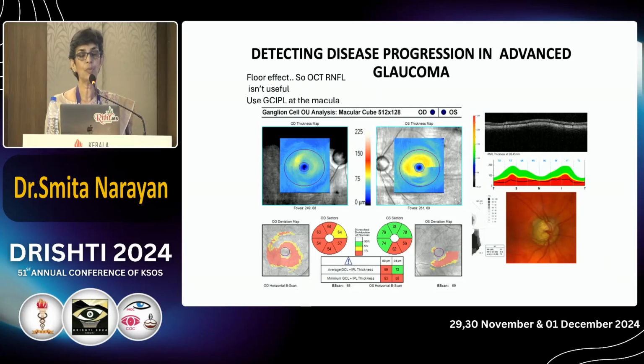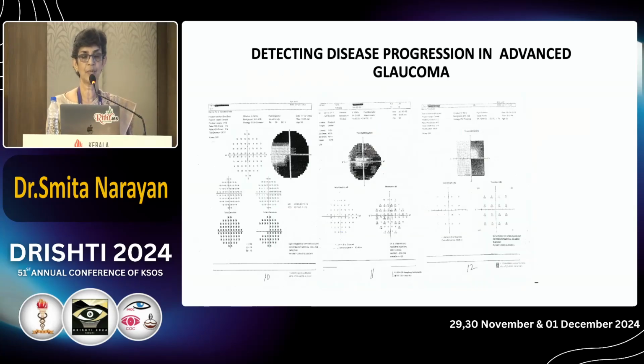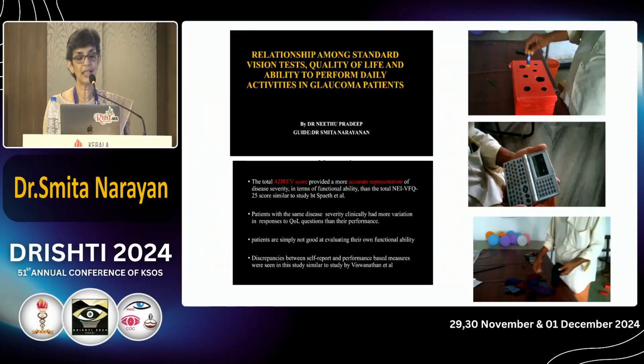In advanced glaucoma, there is a floor effect, and so OCT RNFL is not useful. So we can use the GCIPL, as Dr. Jayashree has described in her myopia descriptions. In fields, we can use the 10-2, we can use the size 5 target, we can use the macular progression, and finally we can also use kinetic perimetry.